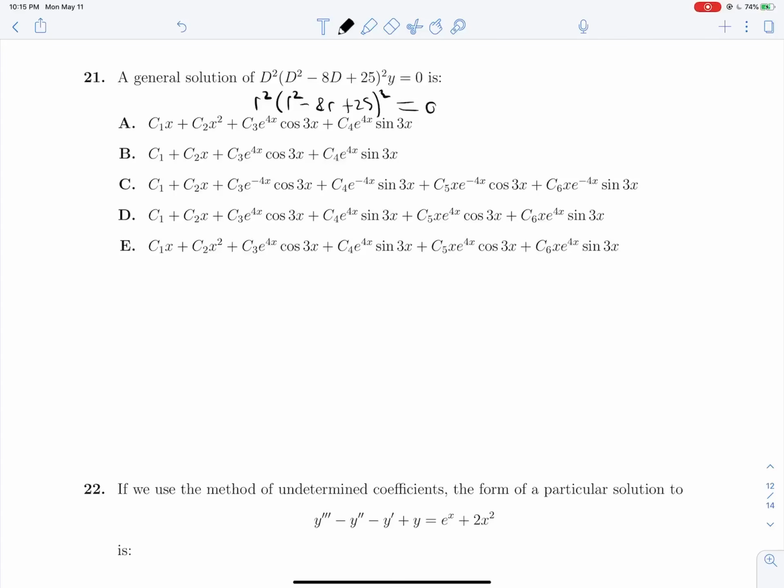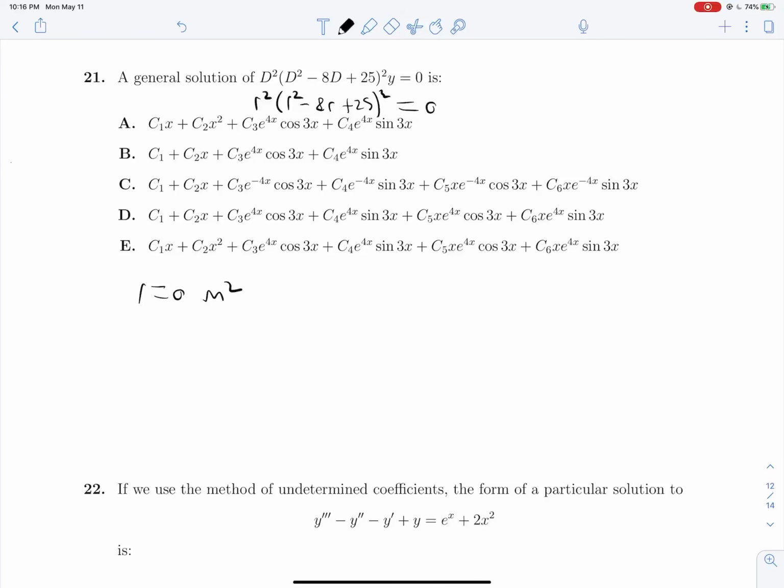This is going to be a whole lot of fun. So right off the bat, we can just see that this r squared will give us r equals 0 with a multiplicity of 2. So that's fine. But then what about the rest of this? I think we're going to have to use the quadratic formula.